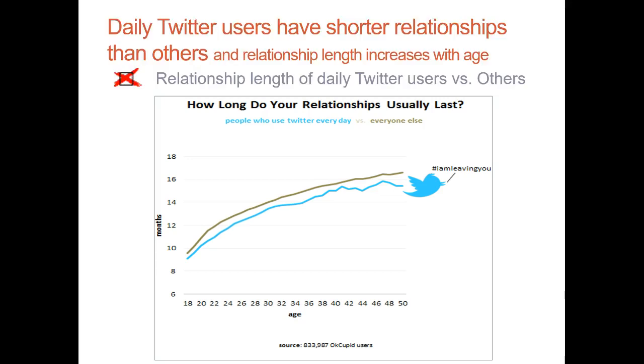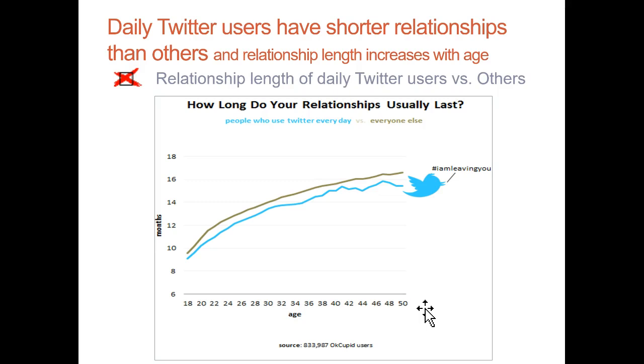And these stories, the main story is that daily Twitter users have shorter relationships than everyone else. And then the other story is relationship length increases with age. So as you get older, people have longer relationships. Now, the reason I put that as a secondary story is that it's not very interesting. If I asked you who has longer relationships, old people or young people, I think we'd all get it right.